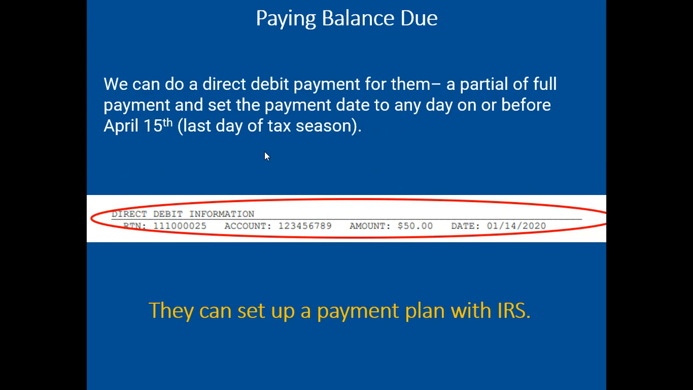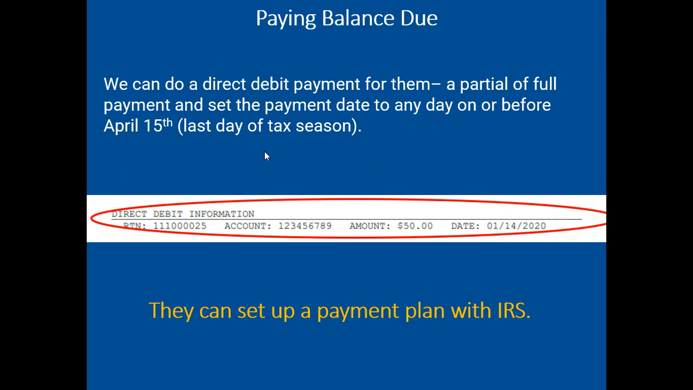When your taxpayer owes money, whether they're self-employed or not, we can help them do a direct debit payment if they'd like. We cannot use cards. We actually have to have the routing and the account number. If they want to schedule a payment, they can. It does not have to be the full amount. If they can only afford $50 or $20 or $100, we can enter that in the system for them. It doesn't even have to be paid that day. They can schedule a future date, but it cannot be past April 15th, whatever the last day of the filing season is. This year it will be April 15th.